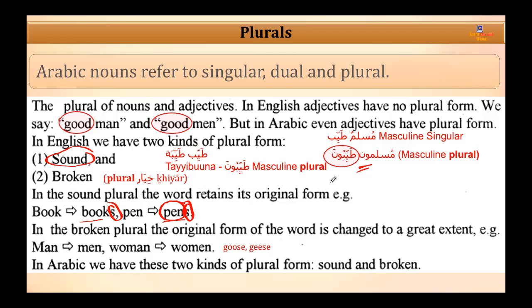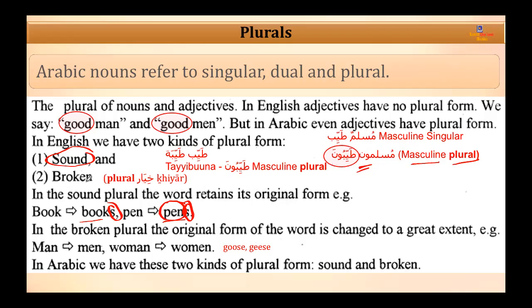Now, females are formed in a different fashion. We will talk about that later. Right now, we're talking about the masculine plural. Sound masculine plural is where you would be adding this una suffix at the end of it.